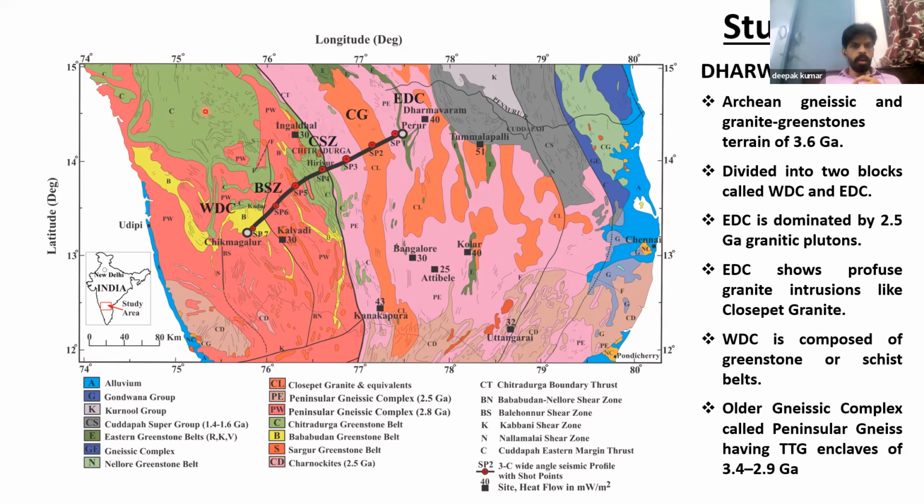We have the Chitradurga greenstone belt. We have the Babu Budan greenstone belt. We have peninsular gneiss of different ages. This is also the peninsular gneiss of different age. So this area has been studied very widely and vastly by geological and geophysical methods.